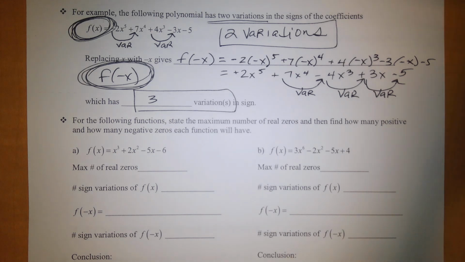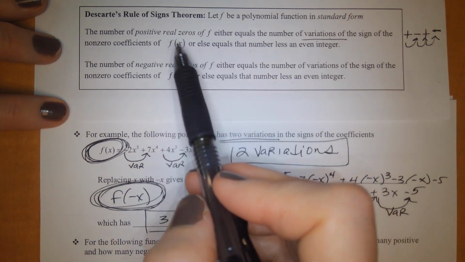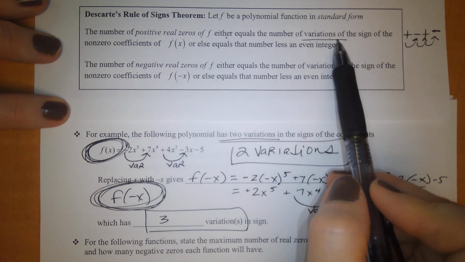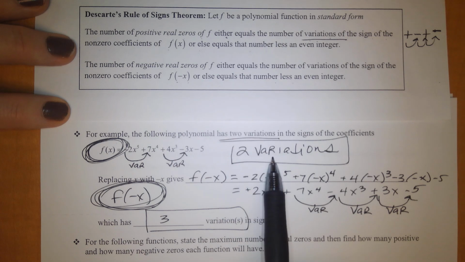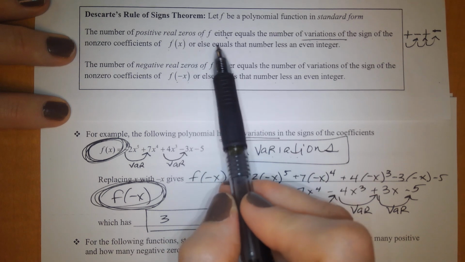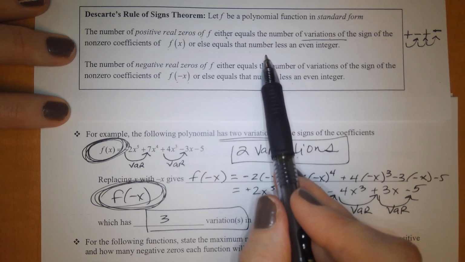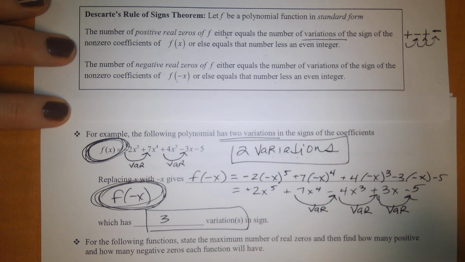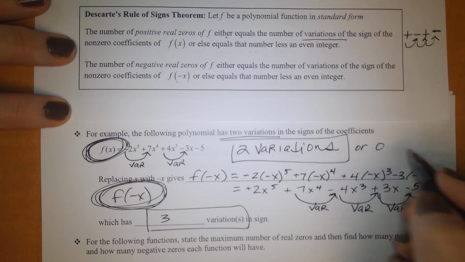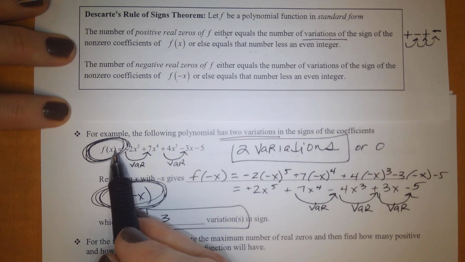Because if you remember back to the previous page, Descartes' rule stated that the number of positive real zeros of f either equals the number of variations of the sign, in this case 2, so I might have up to 2 positive real zeros, or else equals that number less an even integer. So I could have either two variations or an even integer less than that. So minus 2 would be 0. So either 2 or 0 zeros that are positive.